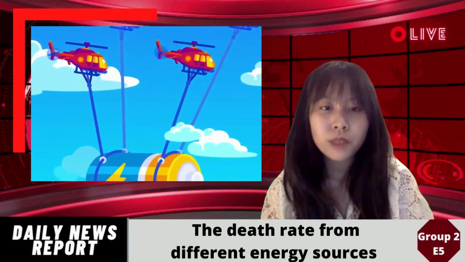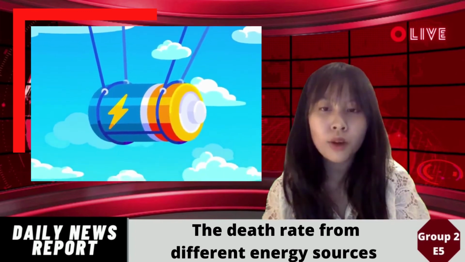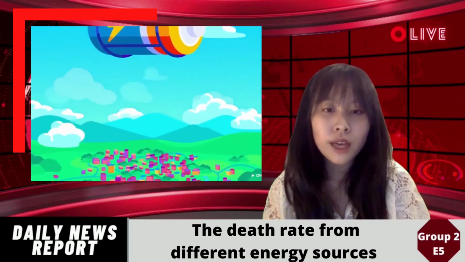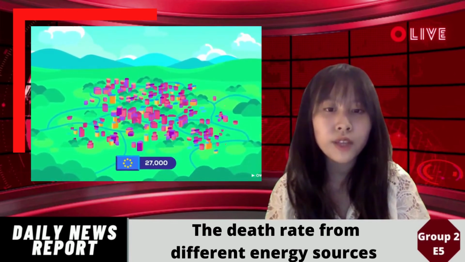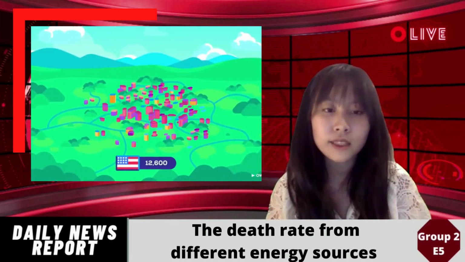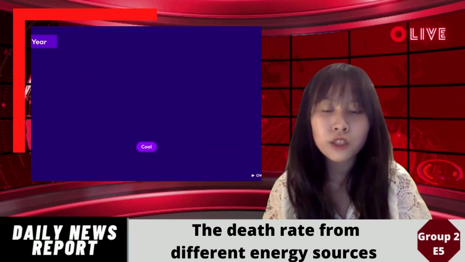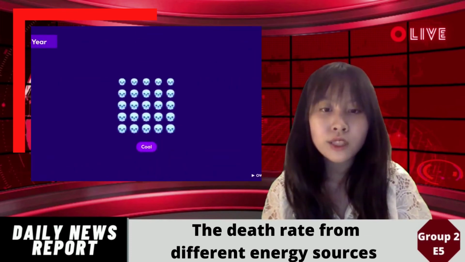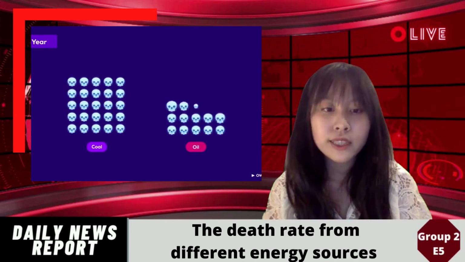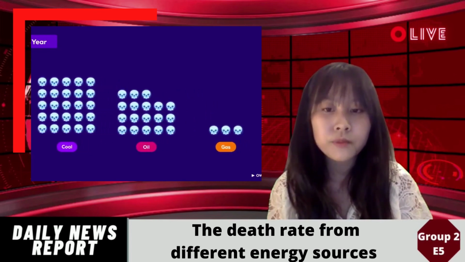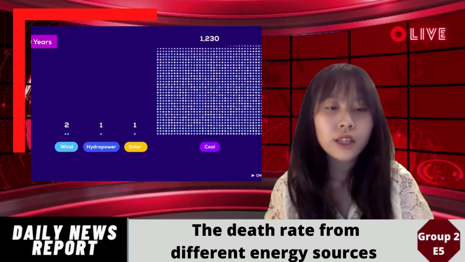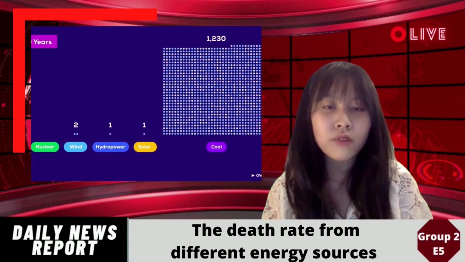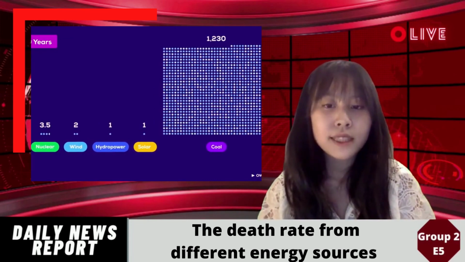A few studies have compared the death rate from different energy sources per 1 terawatt-hour. That's about the annual energy consumption of 27,000 European citizens or 12,600 US citizens. To produce that much energy for 1 year, coal causes 25 deaths, oil causes 18, and natural gas 3. Renewable energy causes 1 death every few decades. Nuclear energy would cause 1 death every 14 years.